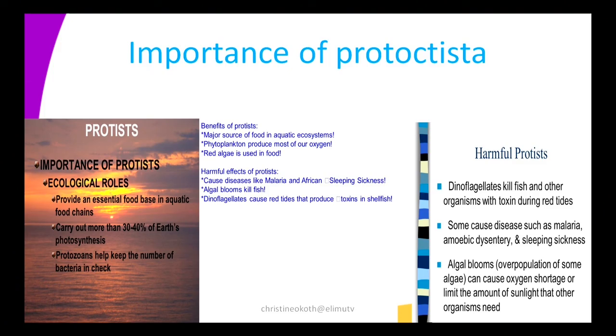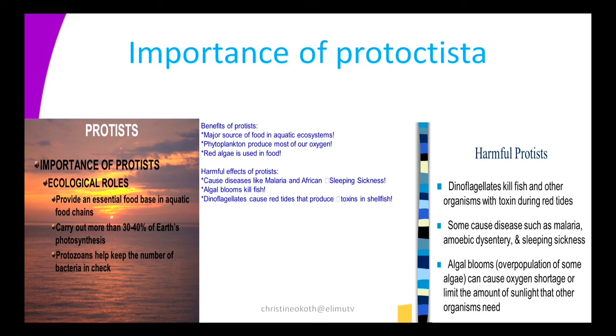So we look at the benefits of the Protoctista. We have said that they are a major source of food in the aquatic ecosystem. Then we have the phytoplanktons, which help in the production of oxygen that we inhale. Then the red algae are also a source of food.